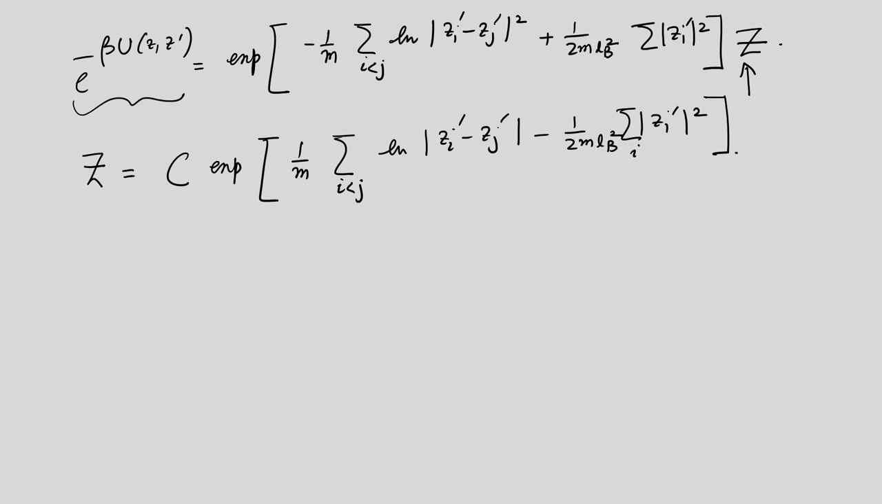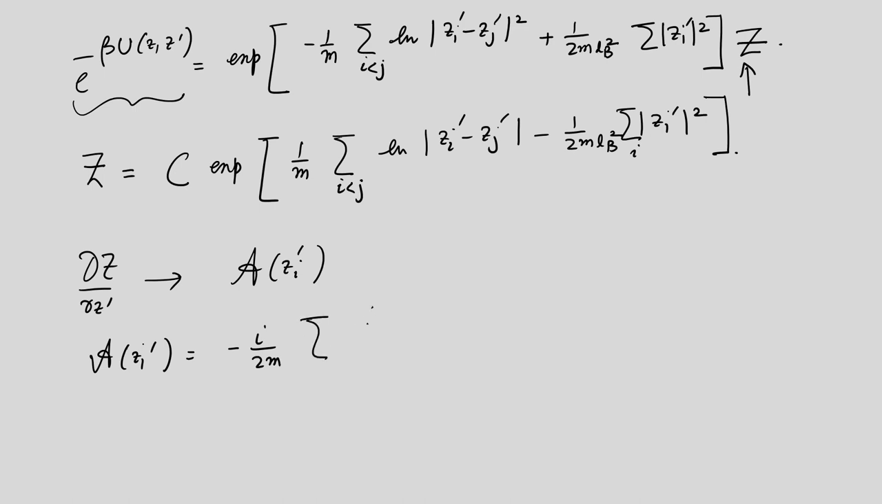So that tells you that if you have this, now you can take the derivative with respect to Z prime. Okay, and then it's not difficult at all. And this is required to calculate this A_Z_i prime. So A_Z_i prime now becomes equal to minus i by 2m, sum over i less than j of 1 over Z_i prime minus Z_j prime. You see, the log gives you a 1 over, when you take a derivative with respect to Z_i, it gives you this Z_i prime minus Z_j prime, plus i Z_i star over 4m l_B squared.